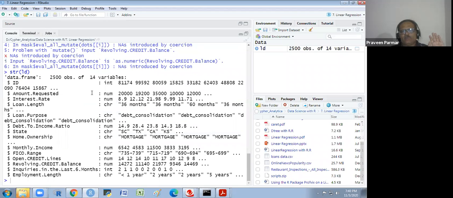You see our amount requested is now converted to numeric. Our interest rate is now converted to numeric. Our debt to income ratio converted to numeric. Our open credit lines converted to numeric. Our revolving credit balance also converted to numeric. Got it? In linear and logistic regression, every variable should be numeric. Any doubt? Numeric or integer or double, we could say.